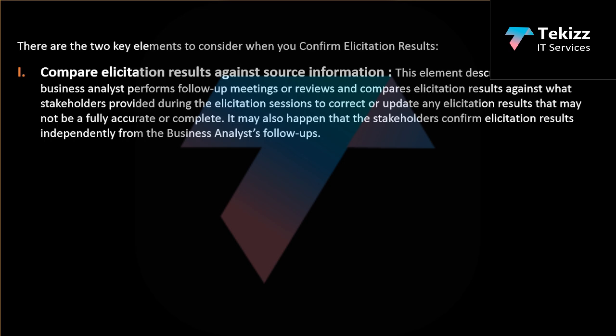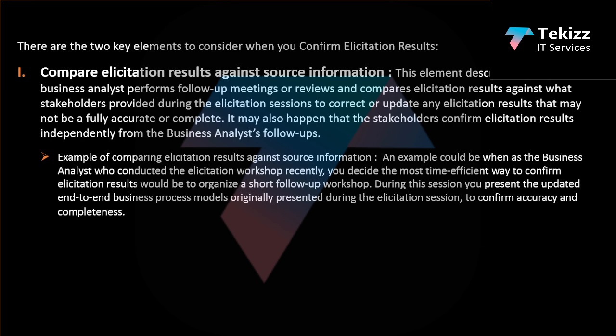This element describes that the business analyst performs follow-up meetings and/or reviews and compares elicitation results against what the stakeholder provided during the elicitation session, to correct or update any elicitation result that may not be fully accurate or complete. Here it may also happen that the stakeholder confirms the elicitation result independently from the business analyst follow-up.